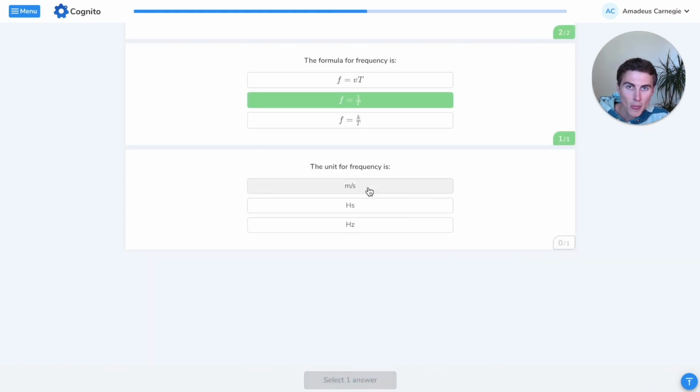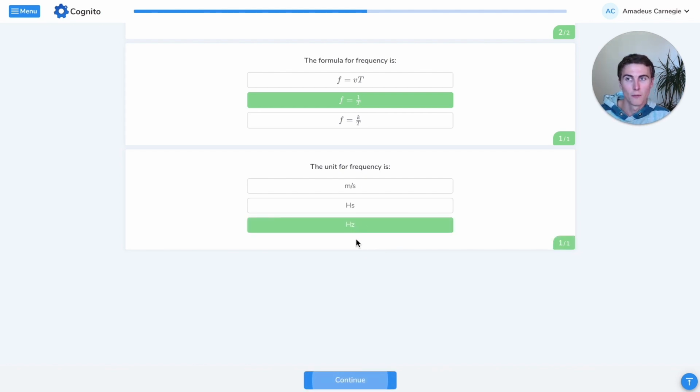All right. And the unit for frequency, not meters per second, that's for speed. It's hertz. So Hz is hertz. If the frequency is 50 hertz, that means that there are 50 oscillations each second.